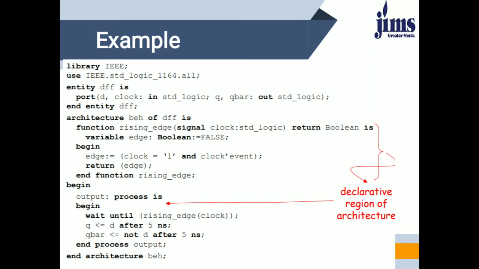In this example, we are defining an entity of D flip-flop. Then architecture is defined. In architecture function, rising_edge is used, which is working on signal, which is the clock of std_logic type, and returning the value in Boolean manner. Now variables are defined.